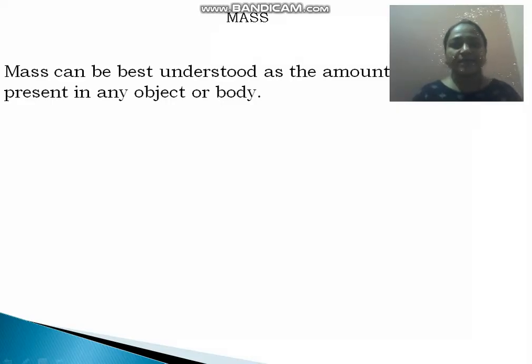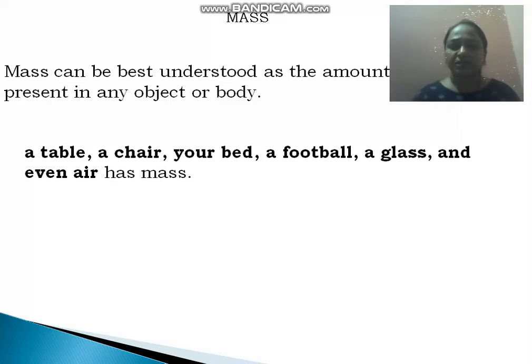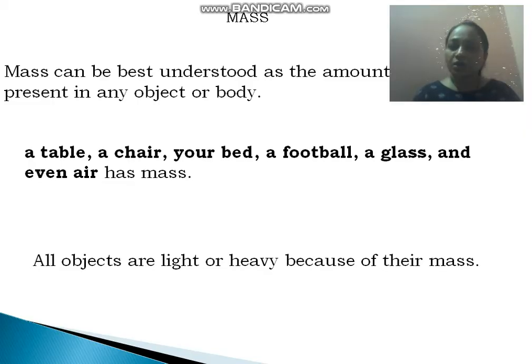So what are examples of mass? A table, a chair, your bed, a football, a glass and even air. Yes, even air has mass. All objects are light or heavy, and it totally depends on their mass.